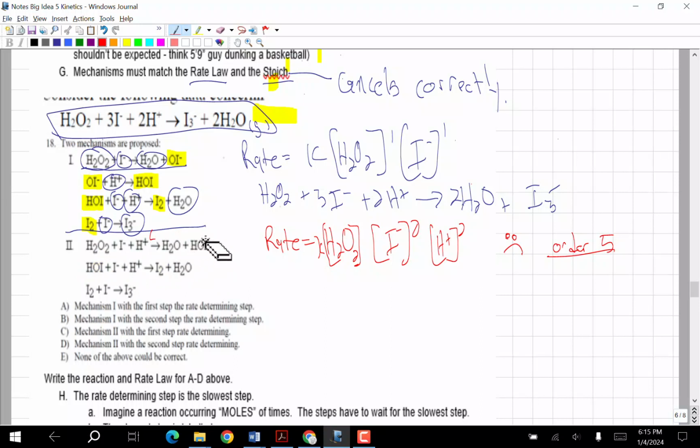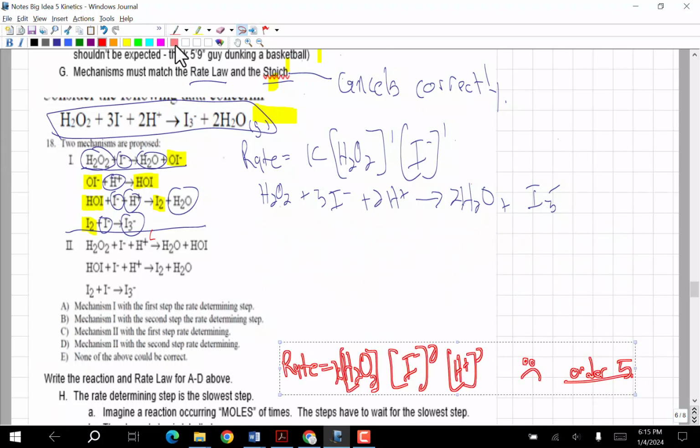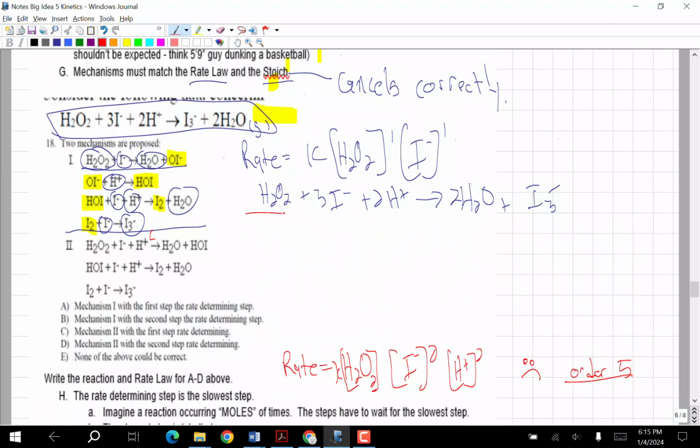So I'm going to save this for just a second. That is my order for this guy right here, mechanism 2 with the second step rate determining. So I got to do this one with the second step rate determining. So I'll make this go, let's go green.